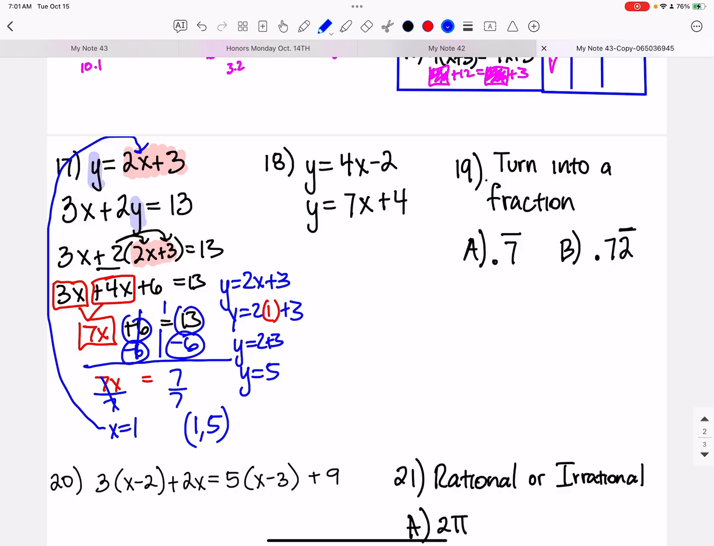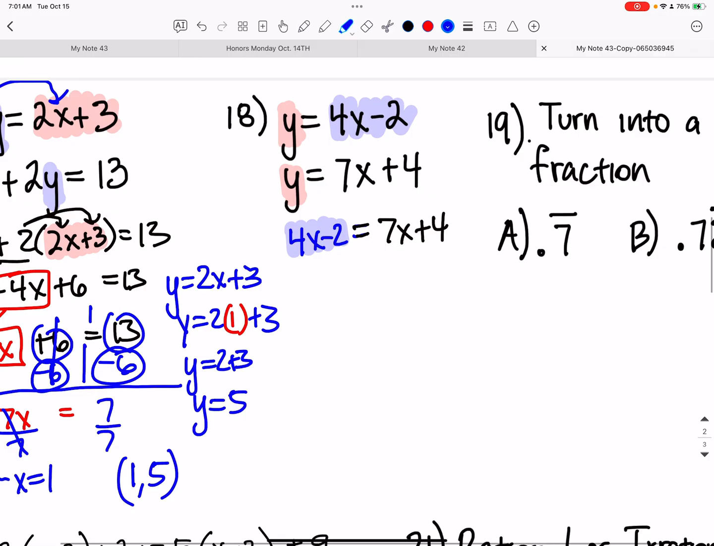Next one, let's see. Here's "hi," here's "hello." So I just have to take "hi" out of this sentence and put in "hello." This one should be even a little easier. So 4x minus 2 equals 7x plus 4. So we just took "hi" out and replaced it with "hello."